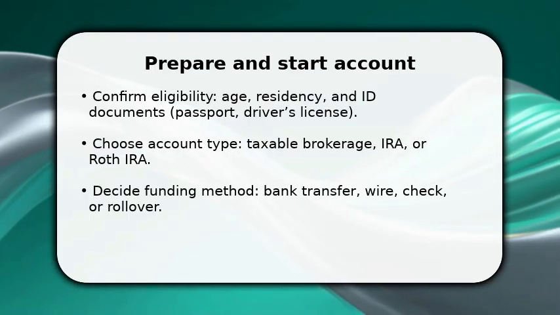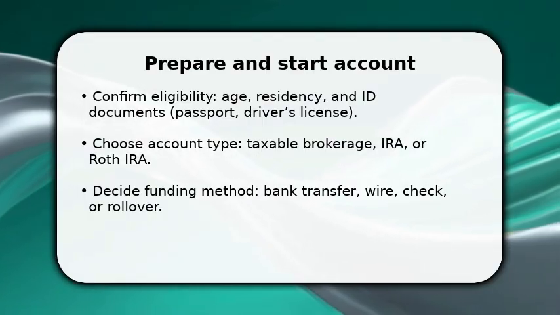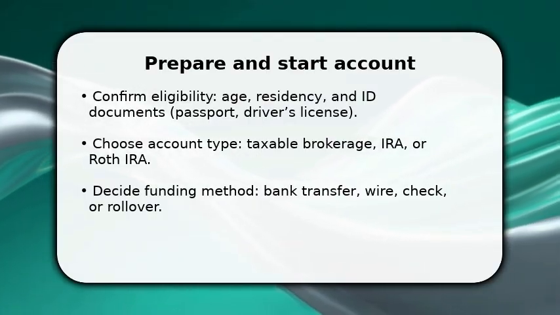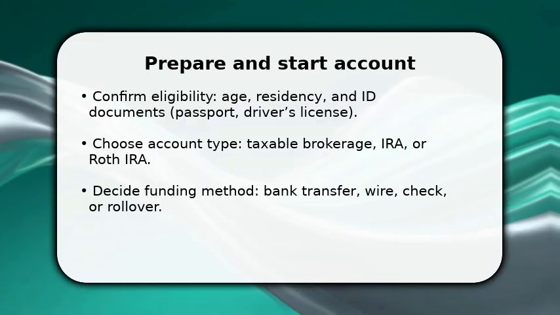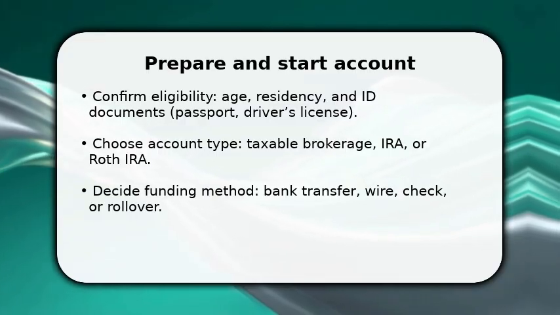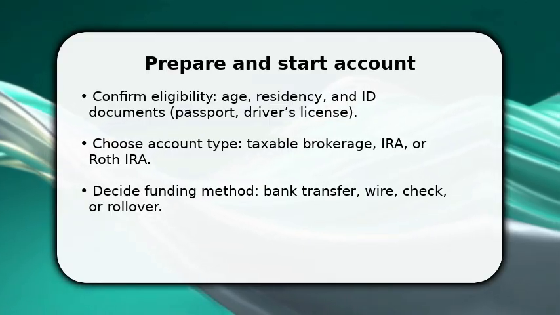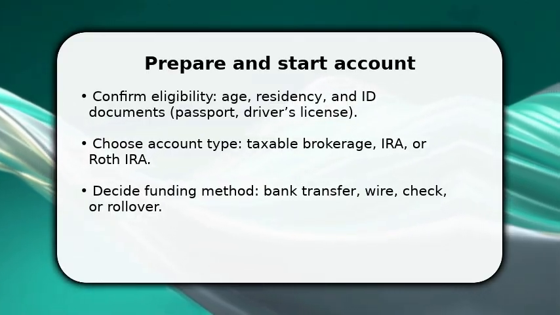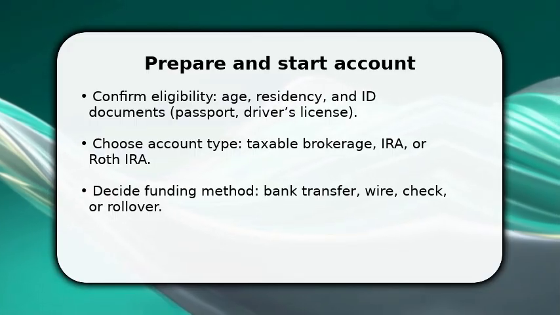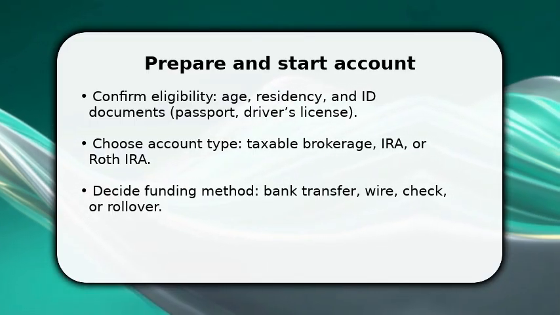You begin by gathering essentials and opening the provider portal. Have your social security number, photo ID, and bank routing plus account numbers ready. This speeds verification. Next, pick the account type that matches your tax plan, taxable, traditional IRA, or Roth IRA, and select the funding method you'll use.